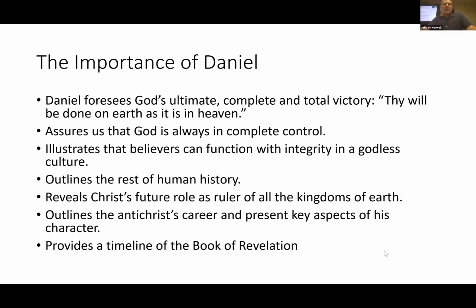So one of the important aspects of Daniel is that Daniel is going to foresee the ultimate, complete, total victory of God in this world. Not in the next world, but in this world. God will have a complete victory.